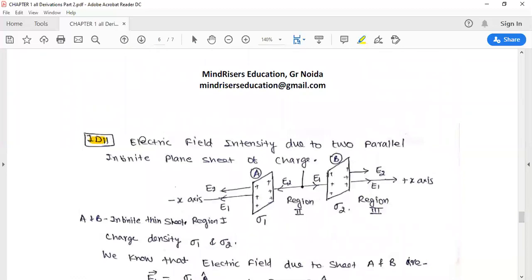Next, idea 11 is to derive the electric field intensity due to two parallel infinite plane sheets of charge. Suppose there are two plane sheets of surface charge density sigma 1 and sigma 2, and there are three regions here: region 1, region 2, region 3.